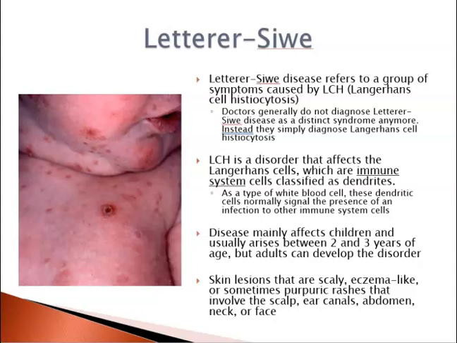Usually symptoms include skin lesions that are scaly, eczema-like, or sometimes have purpuric rashes. And what does that mean? These are rashes that cause red or purple looking rashes. And the rashes involve the scalp, ear canals, abdomen, neck, and face. And you can see an image of a little baby with Letterer-Siwe disease here on the left-hand side of the slide.